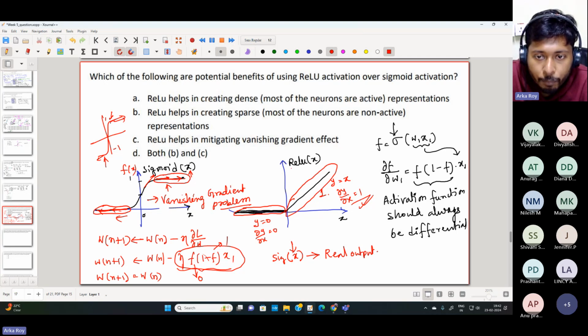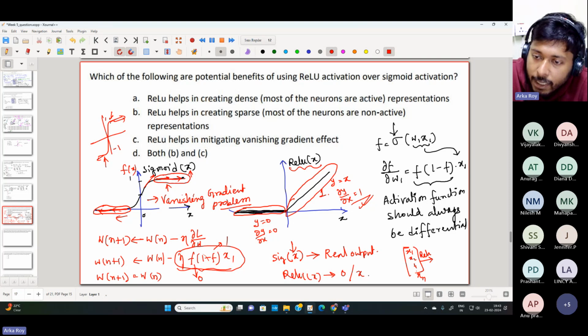And over here, the ReLU of x will give either 0 or x. In a matrix, for example, if x1, x2, x3, ..., xn are passed through ReLU, let us consider that the majority of the x are negative. So for negative values, the ReLU output will be 0 for most of the values, 0, 0, 0. Some of the values will be x, x, x.